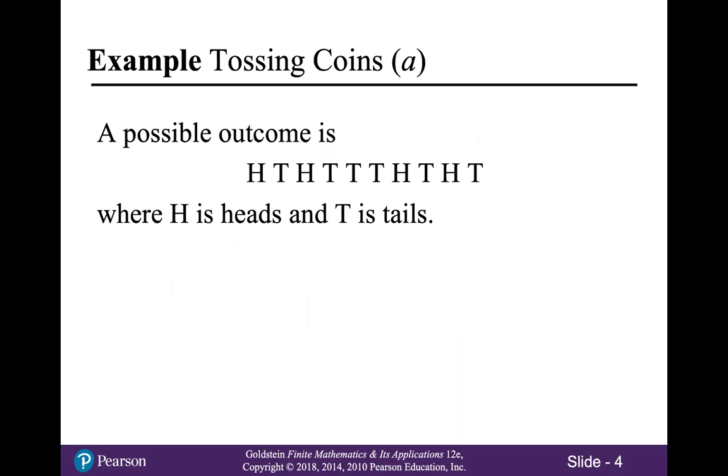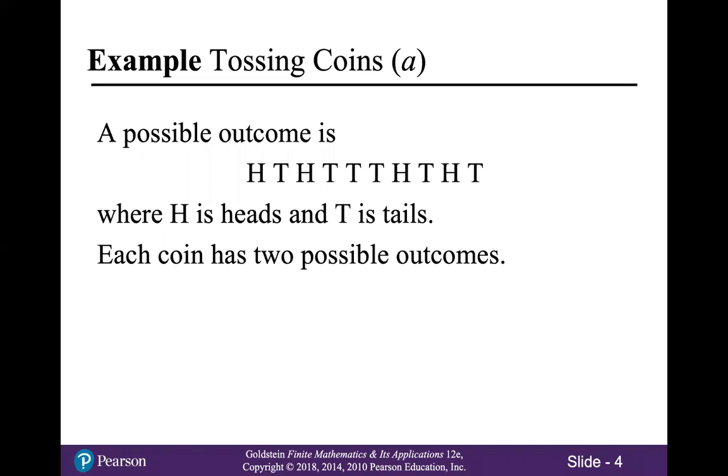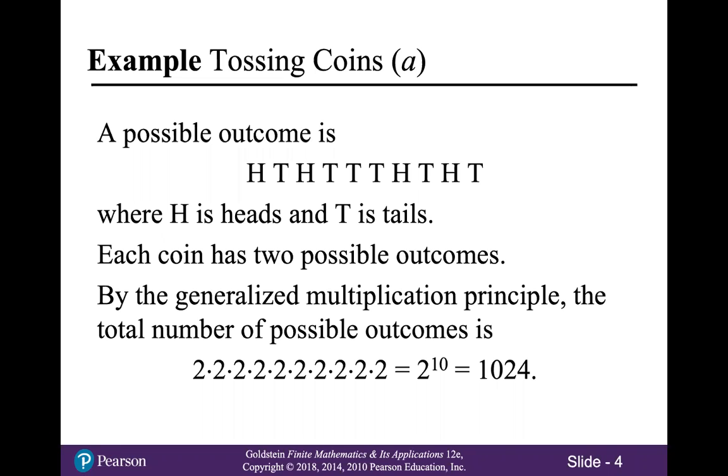All right, so we'll start with the first question. So here is one possible outcome. H stands for heads and T stands for tails. Since each coin has 2 possible outcomes, by the generalized multiplication principle, the total number of possible outcomes is 2 times 2 times 2, a total of 10 times, which is 2 to the 10th, which comes out to 1024. And that's because you have 2 choices for the first flip, 2 choices for the second flip, 2 choices for the third flip, and so on.